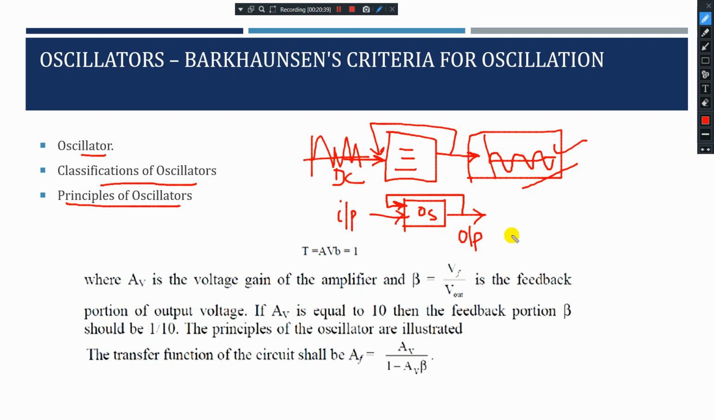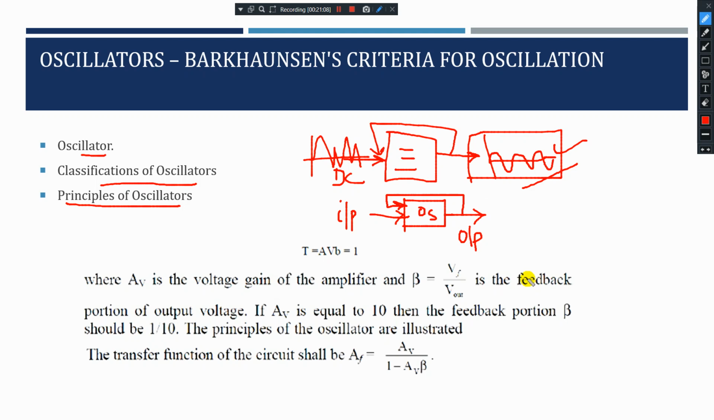The operation of an oscillator is based on the principle of positive feedback, where a portion of the output signal is fed back into the input without phase change. So we are not changing the phase. So without phase change, it is fed back to the input. So that is called the principle of oscillator. Okay.